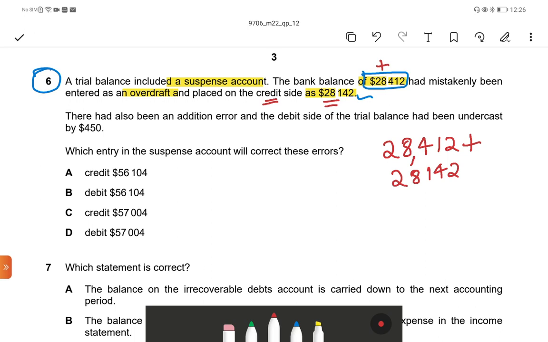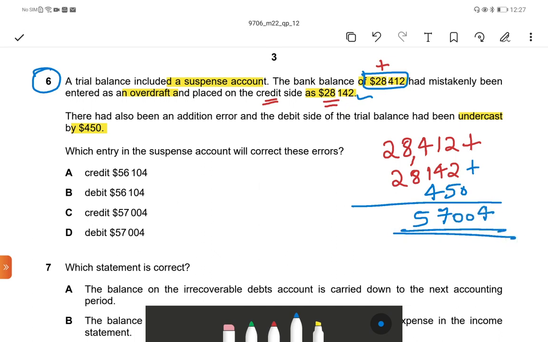There had also been an addition error. The debit side of the trial balance had been undercast. Undercast means that it is less than the actual amount, $450. So that also we have to enter on the debit side, 450. So what is the total amount that will come? 57,004 is on the debit side of the trial balance.